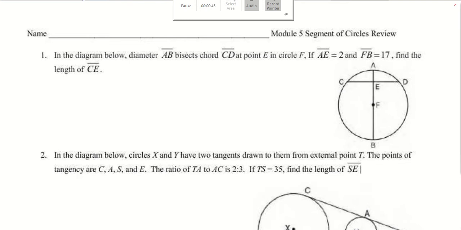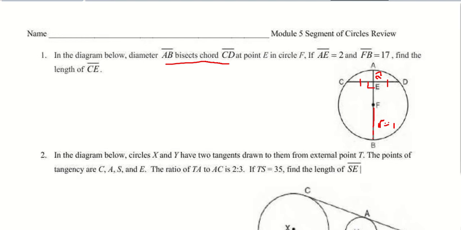Now, this is the question where if I have a diameter, okay, that bisects a chord, it's also perpendicular to the chord. So I know that this is going to create a 90-degree angle. It cuts this in half, and we're immediately going to be looking to make a right triangle in this situation. Now I know this is 2, right? FB, which represents a radius, is 17. All right, and that means FE has to be 15 since the radius is 17.